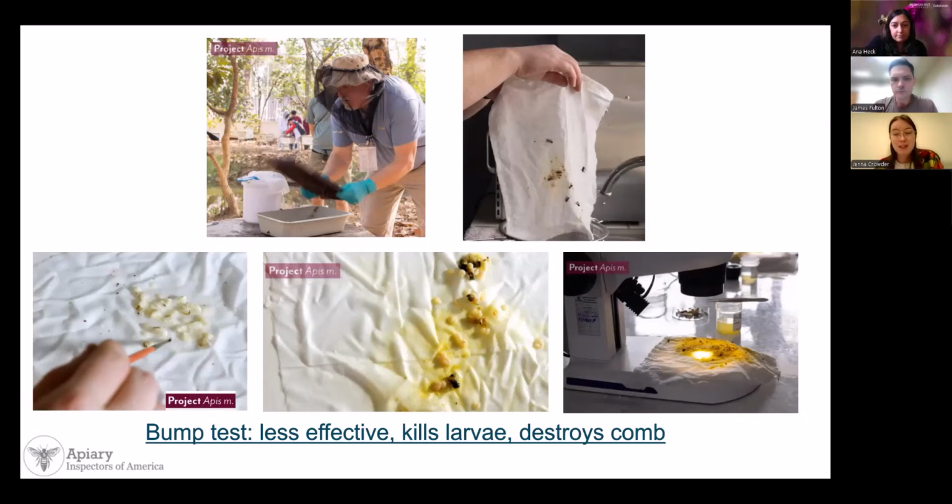And then it's also time consuming to go through these samples in the lab under a microscope and look for the Tropilaelaps mites, even once they're filtered through a cheesecloth, and we can pick through those larvae to look for the mites. It's still pretty time consuming. And it is also going to be less effective because keep in mind those mites are going to be running around on the frame or underneath the capping. So you have to really smack that frame to get a good sample.